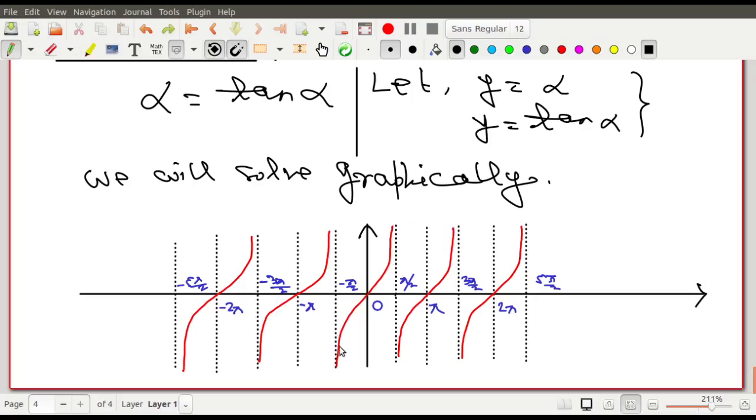You put minus pi by 2, it is going towards what? So minus pi by 2 put kore, it is going towards minus infinity, minus 3 pi by 2 it is going towards minus infinity, and so on and so forth.